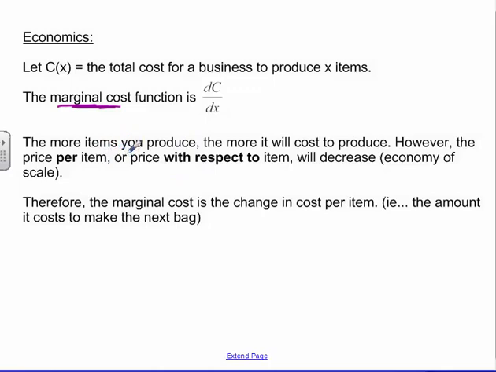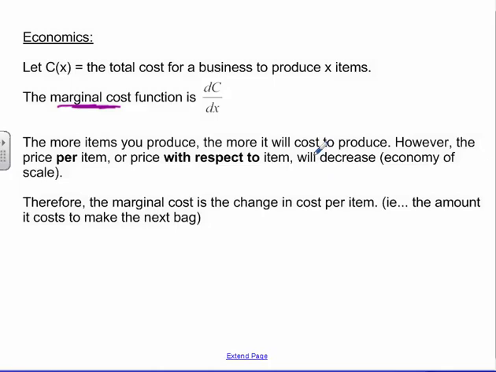Let's say that you're a business and you make, I don't know, toys. If you make one toy, the amount of cost that it has is going to be pretty high. But the price per item is going to be higher the more that you produce. The more items you produce, the more it's going to cost you to produce. However, the price per item should decrease. Let's say that I make one toy. I might have to charge $10.